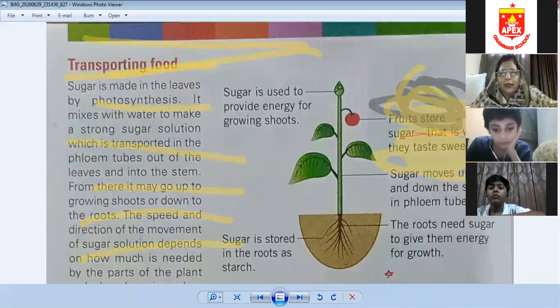Now, the second part is that fruits store sugar. That is why they taste sweet. You all know that fruits give us a sweet taste. So how do they get the sweet taste? They get the sweet taste with the help of sugar.